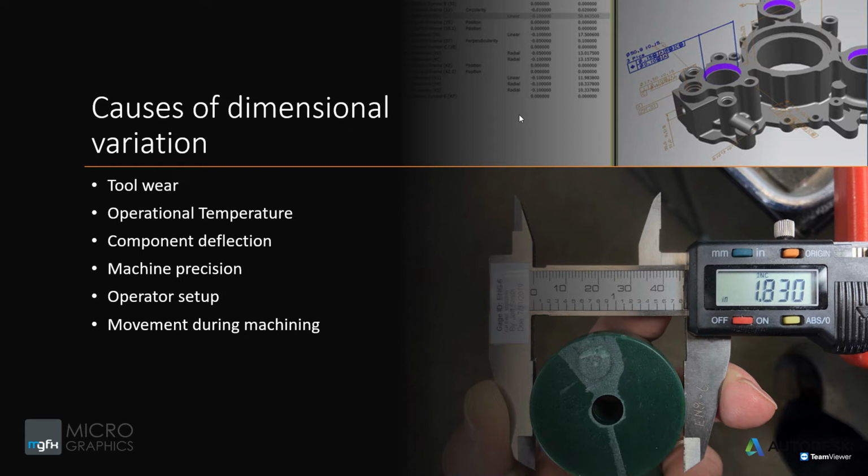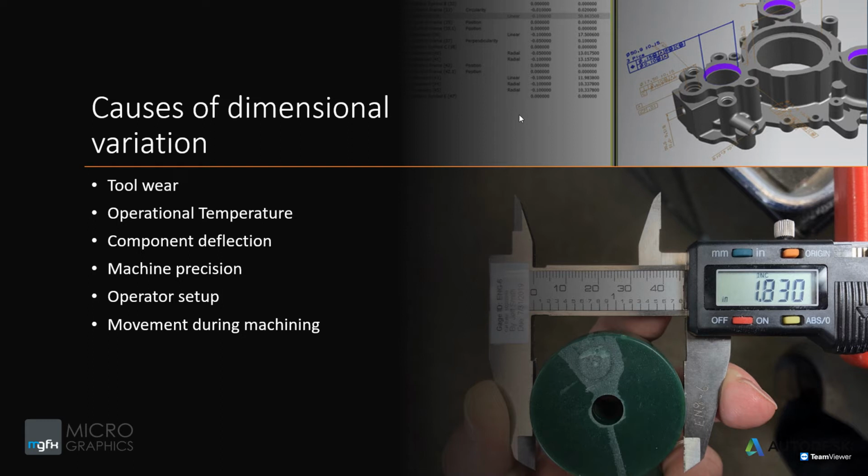Other such things are things like tool wear. So if you're working in a machine that cuts out your parts, the wearing of the tool will cause variation. When the tool is very new, it will cut very sharply and very precisely, but as it's being used, it will start to be less accurate and then leave some dimensional variation. Operational temperature is another factor.